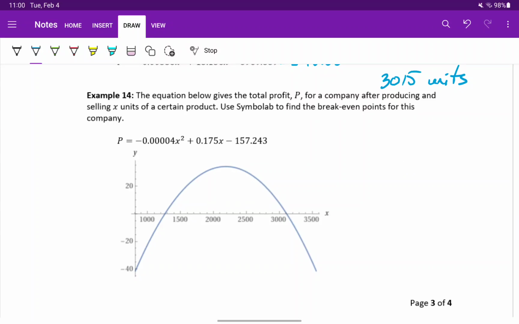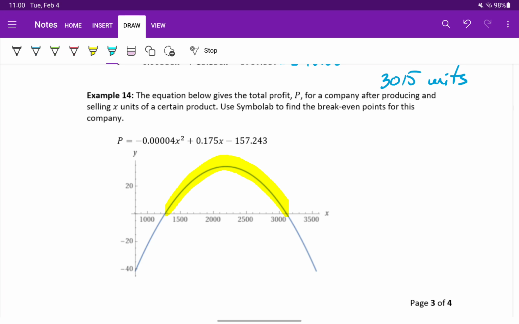In example 14, we're given an equation for total profit again, after producing and selling X units of a certain product, but in this case we want to find the break-even points for this company. Whenever we talk about profit, our profit can either be positive, negative, or equal to zero. When we look at the portion of this curve that's above the x-axis, that's where our profit is positive, so we're generating profit with the number of units that we're producing and selling.